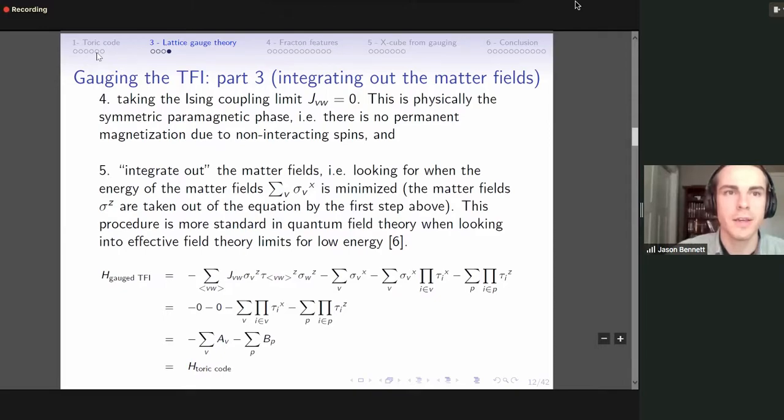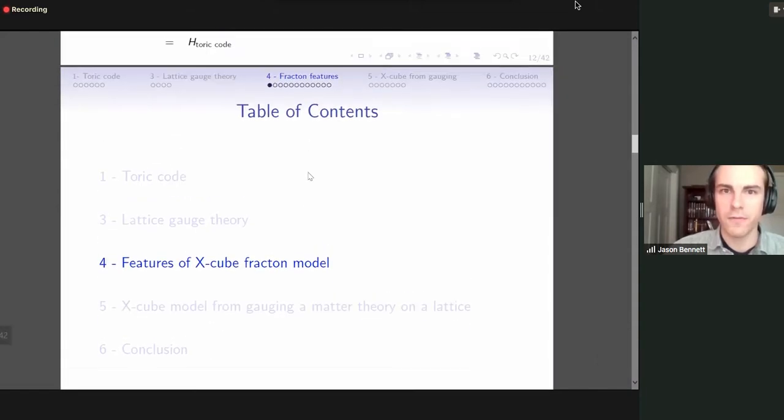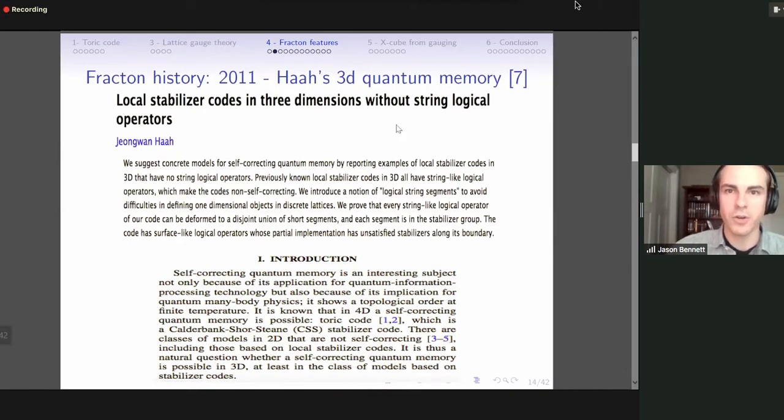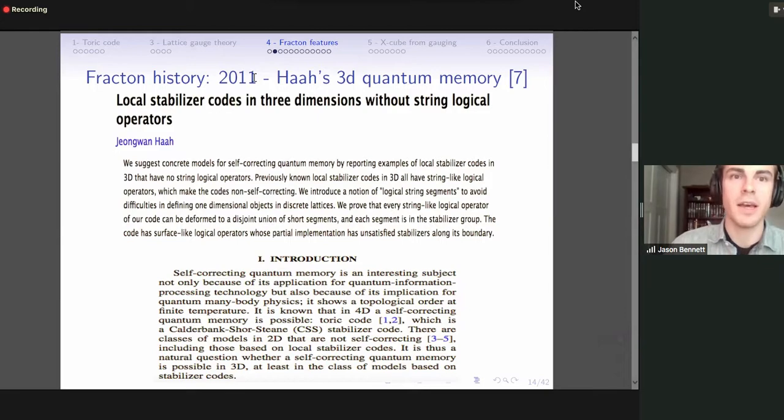So just like when we were talking about where the toric code comes from and why people started looking into condensed matter, the first iteration of the toric code was with a student. I believe he was still a student at this point. His PhD thesis was in 2011 as well, where he started to look at what's called self-correcting quantum memory.